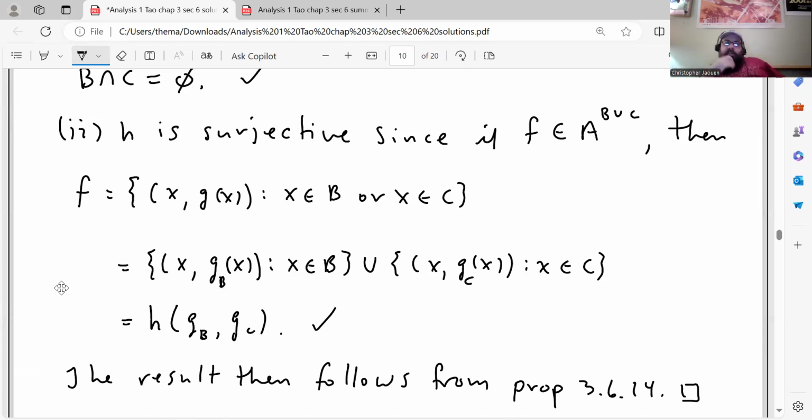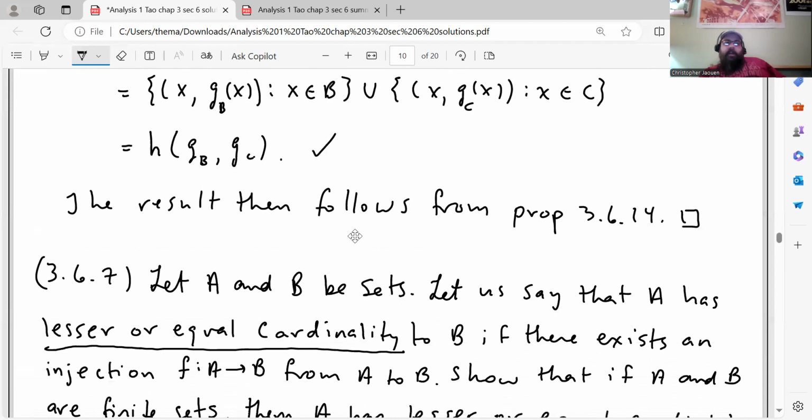That's the union of the set of ordered pairs (x, g_B(x)). Here, what I mean by g_B is the function g, but just considering the elements of B as inputs, right? Union with the set of ordered pairs (x, g_C(x)), again defined in a similar way. It's just that I'm only considering inputs from the set C for that graph. But if you look, that's just the way that I defined H of g_B, g_C. So H is surjective.